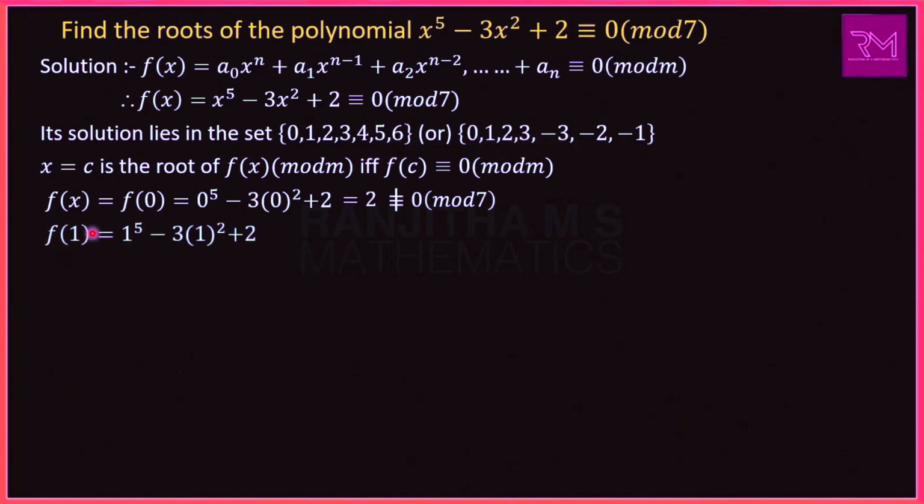Next we put x equal to 1 in the polynomial. We get here 1^5 minus 3 into 1 squared plus 2. So 1^5 is 1, minus 3 into 1 is 3.